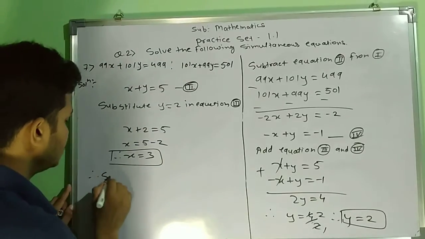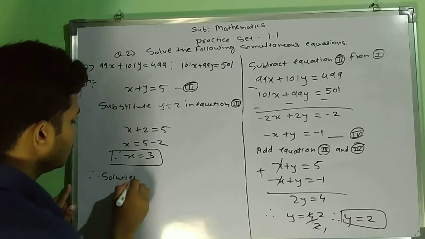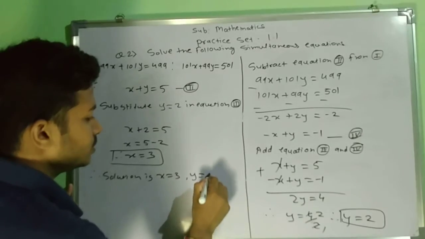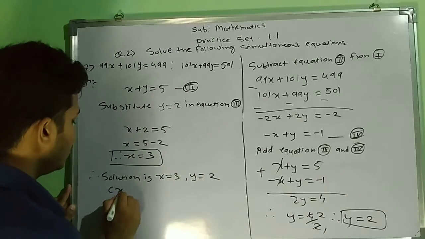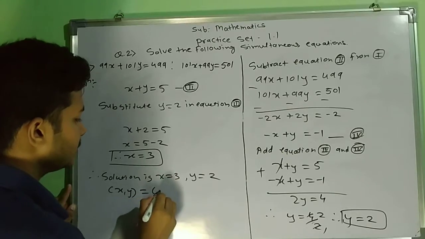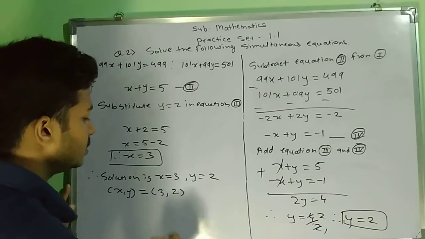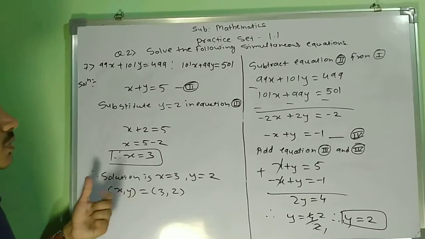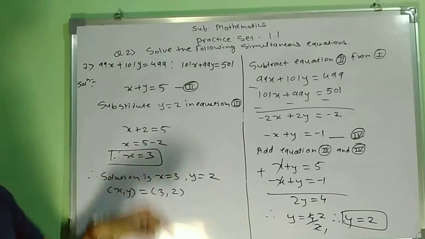Therefore the solution is x is equal to 3, y is equal to 2. We can also write the ordered pair (x, y) which is equal to the value of x as 3 and the value of y as 2. Now students, that will be the solution of the given type of example.